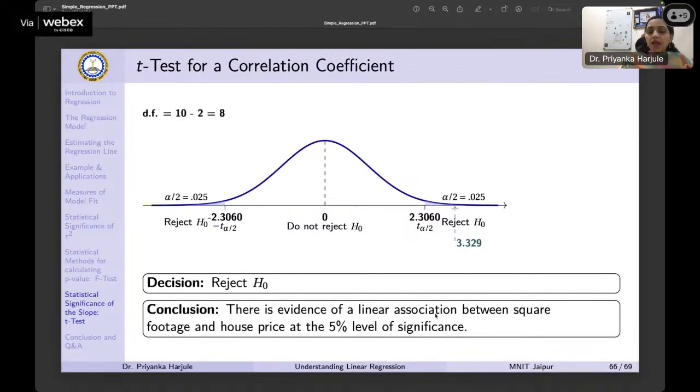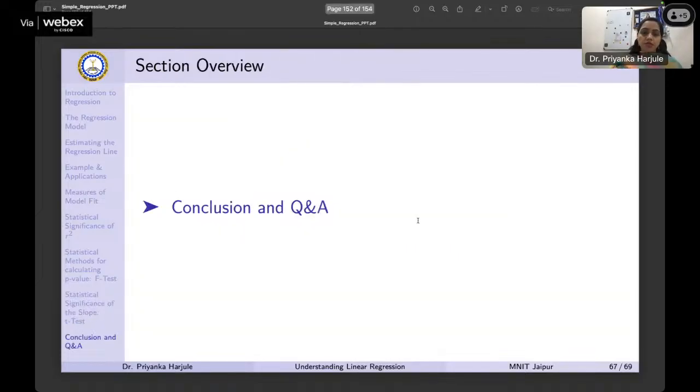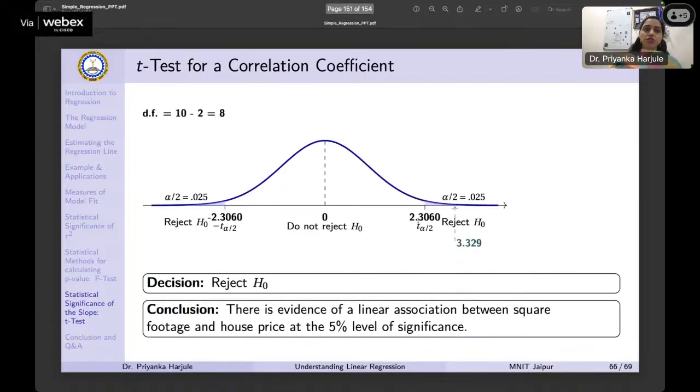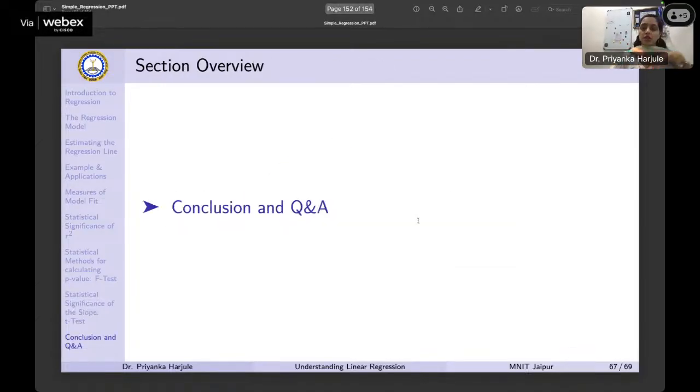You can increase this level of significance to 10%, or you can decrease this level of significance to 2% or 1% to be more precise. Accordingly, your t value here will change. Same goes with the case of f value also. You can decrease or increase the level of significance depending on what precision you require. So this is about the linear regression.